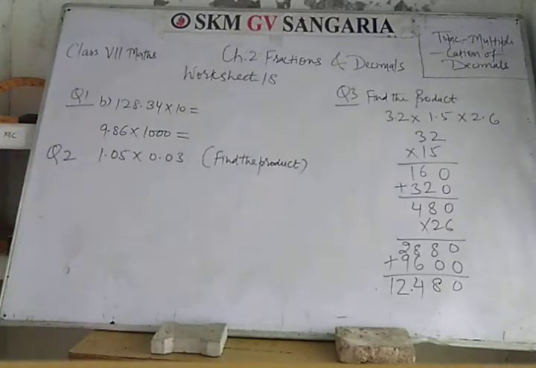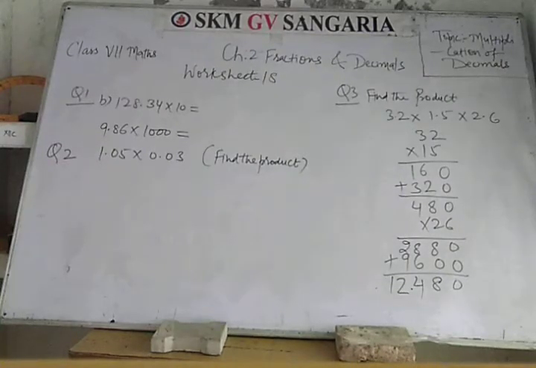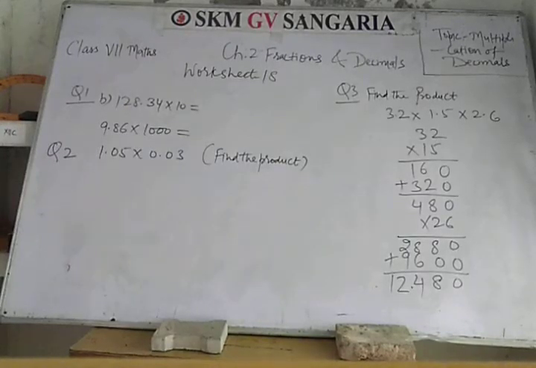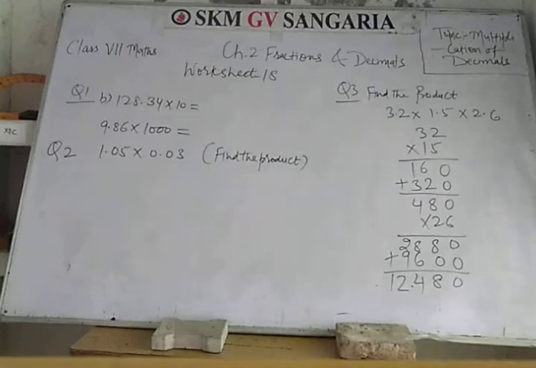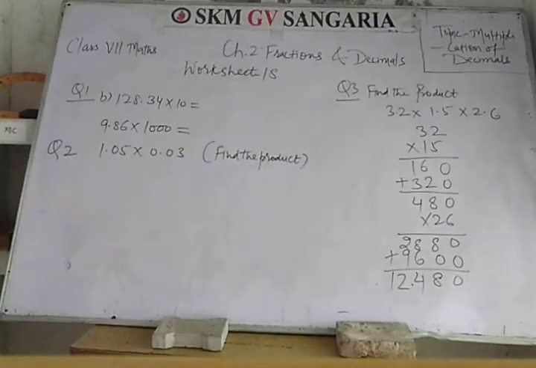I think you have watched my previous videos based on multiplication of decimal numbers by 10, 100 and 1000. When a decimal number is multiplied by 10, 100 or 1000, the digits in the product are the same as in the decimal number, but the decimal point in the product is shifted to the right by as many places as there are zeros over 1.